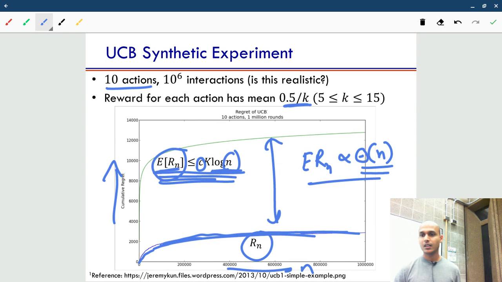K is the number of arms. C is the problem-dependent constant that depends on, remember in the previous example, I had 0.1, 0.1, 0.1, 0.1, 0.9 as the mean rewards of the 5 arms. So C depends on those numbers. But for us, that's some number. So it's fixed.